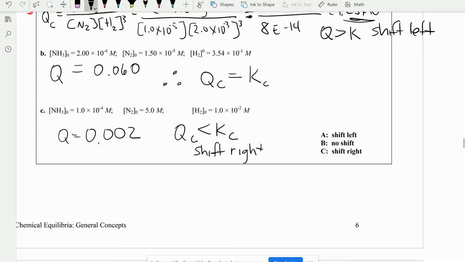I think we're going to take a break and we will pick up page 7 and a new concept. We are going to start playing around with these things called ICE tables, and how we can do more calculations dealing with the equilibrium constant.